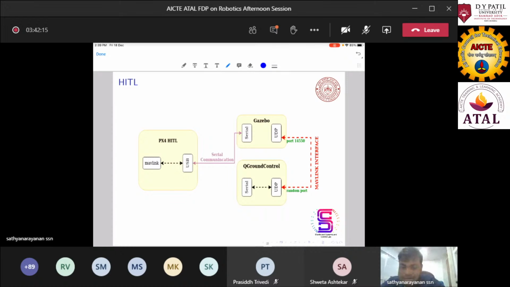And there's QGroundControl, just for ground control. If you want to change the mode or if you want to save the data, then you have to use QGroundControl, and they communicate using a MAVLink interface. It's Micro Air Vehicle Link, and as far as I know, it is communicated using radio frequency only.